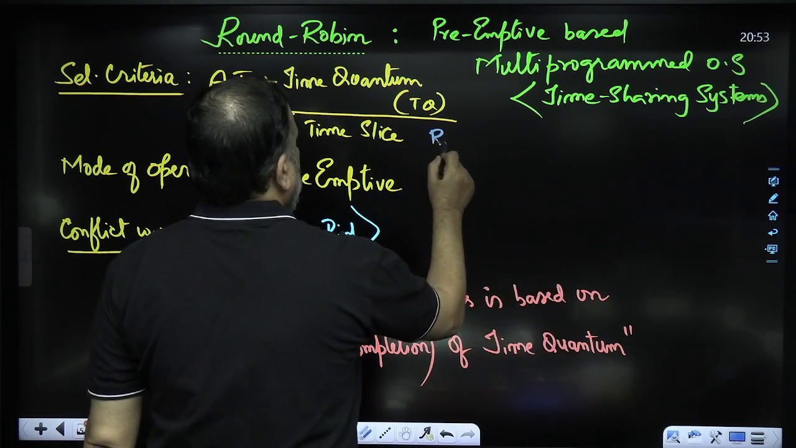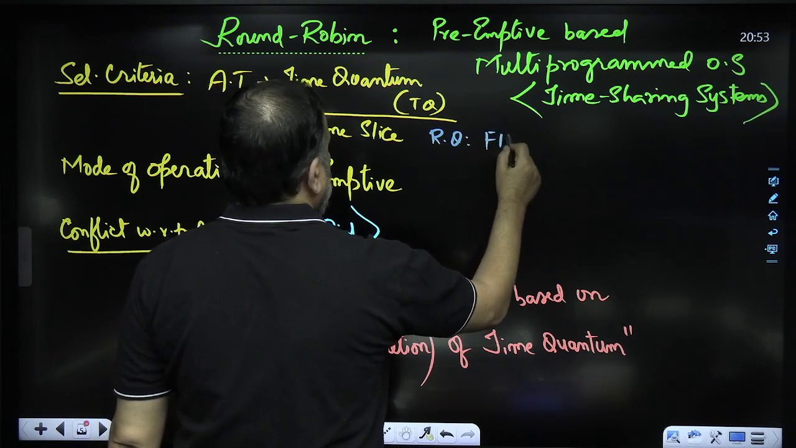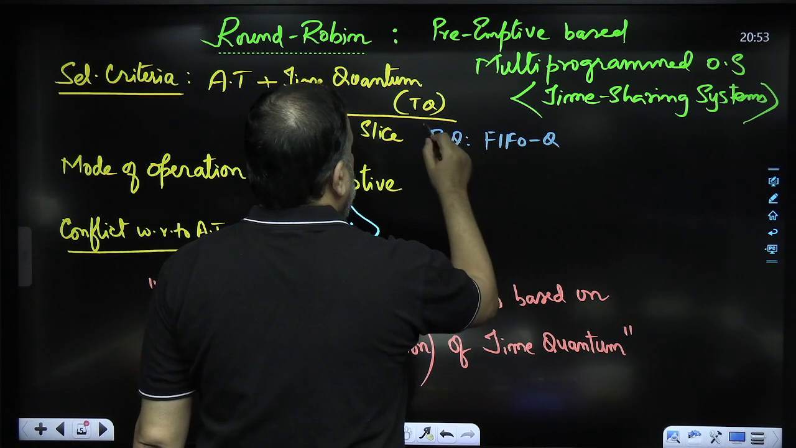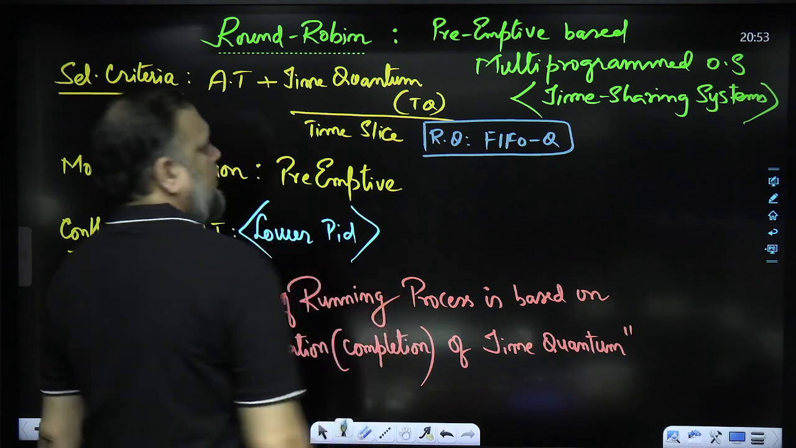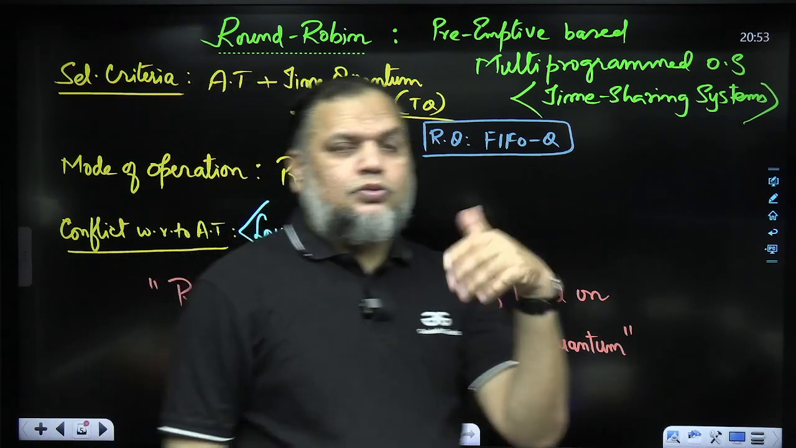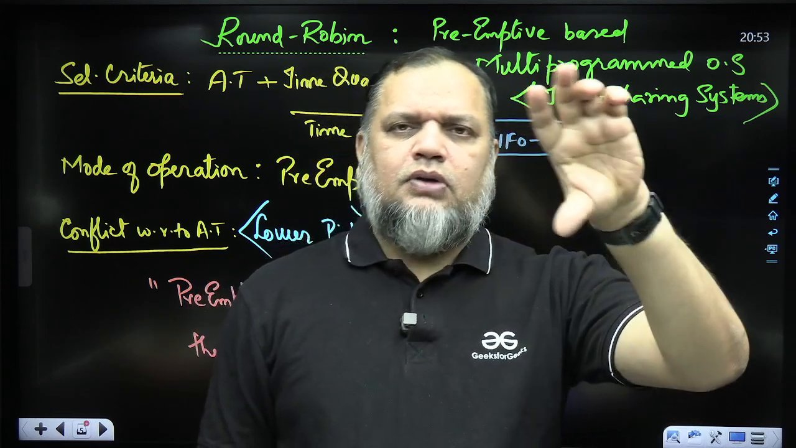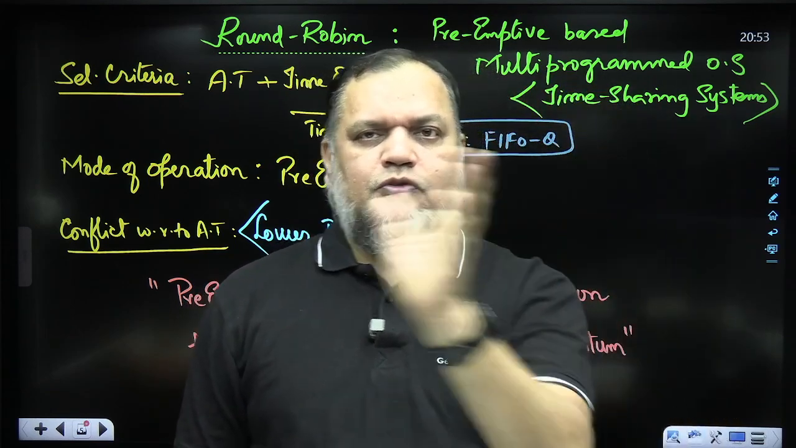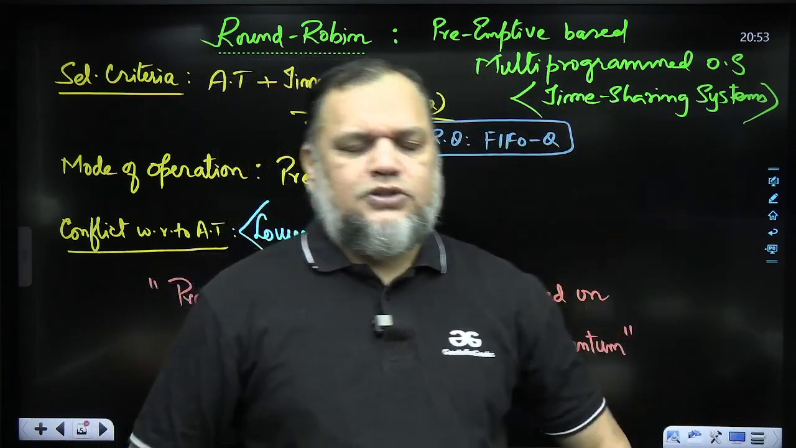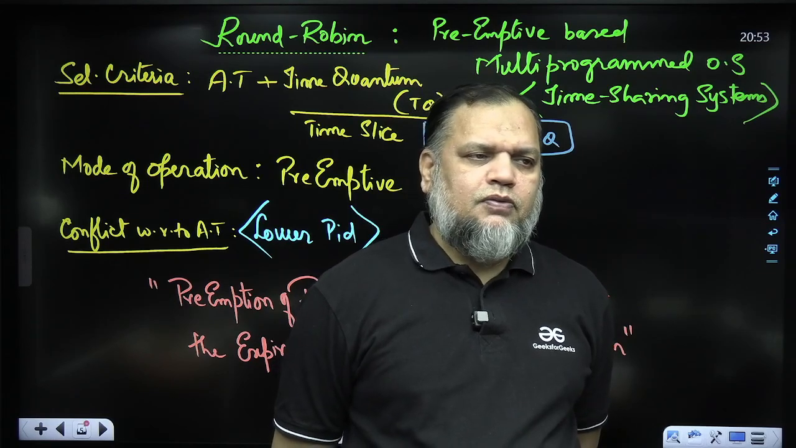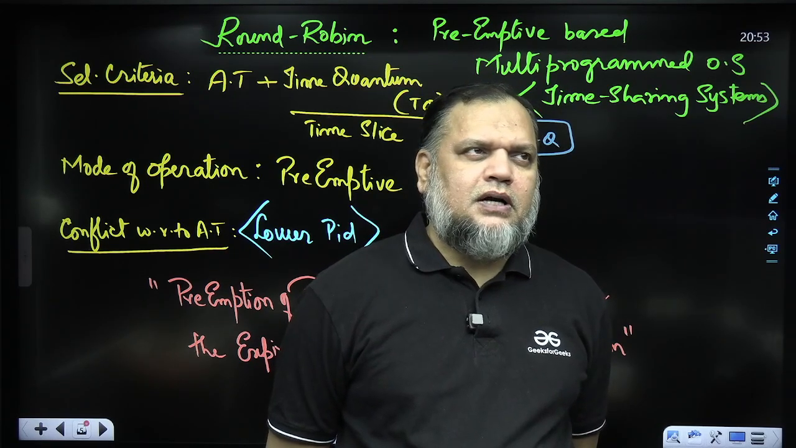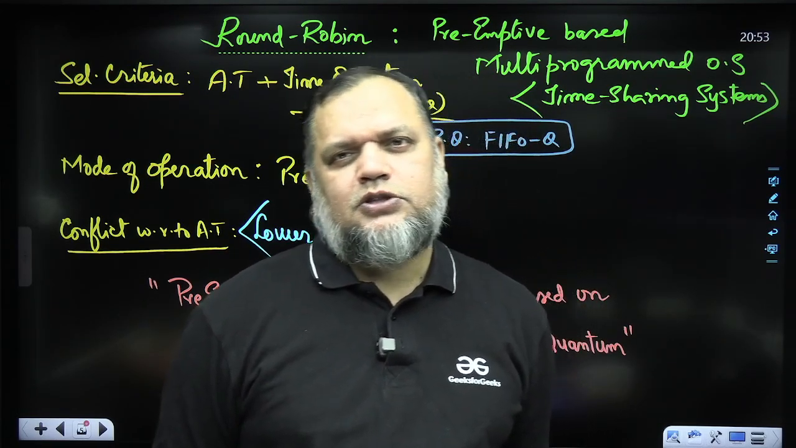The ready queue is a FIFO queue. The processes are added based on the FIFO order. So that means when the time comes to schedule, to dispatch a process, the one who is at the front of the queue will be taken and dispatched on the CPU, like first come first serve. But the essential difference between round robin and first come first serve is that first come first serve is non-preemptive and this is preemptive.